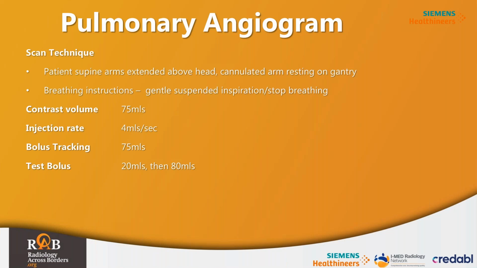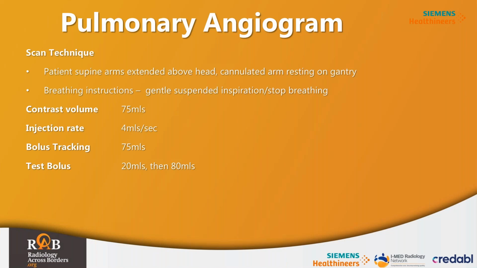So when we actually do the scan, we're looking at 75 mils of contrast. We're going to go at 4 mils a second. So there's two potential methods that we can use for this. Bolus tracking, which is the one that we've covered off on quite a bit so far, which is the pre-monitoring and then monitoring trigger. Now, a lot of places will also do this using a test bolus.